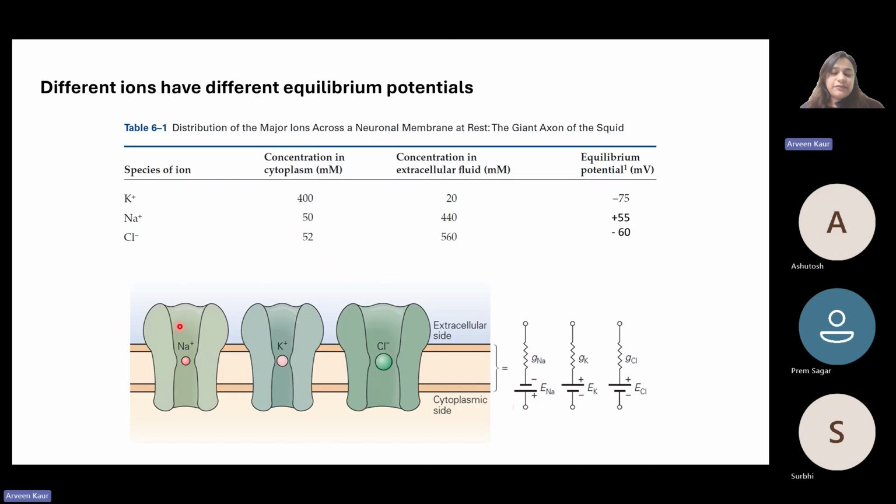So if, for instance, we have different channels for sodium, potassium, and chloride, this is what the circuit would look like.